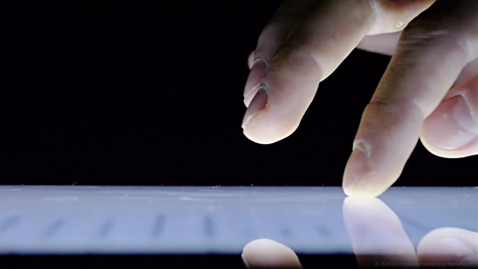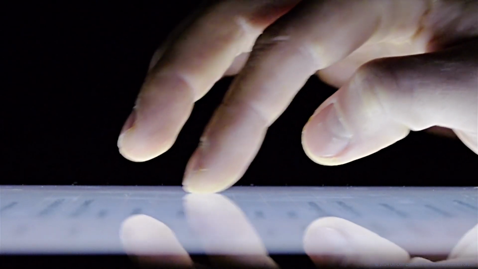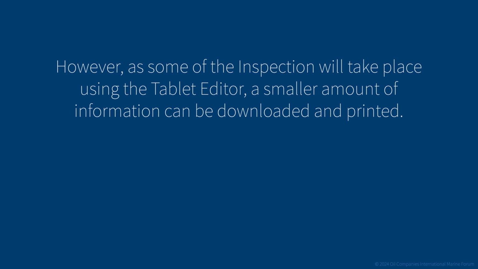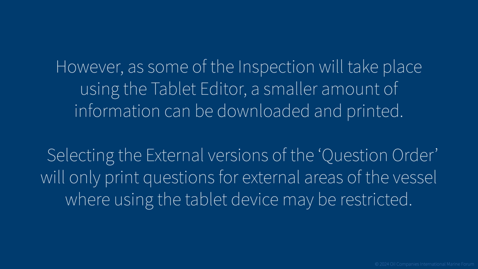For a partial paper-based inspection, the inspector will have access to the same information that is available for a full paper-based inspection. However, as some of the inspection will take place using the tablet editor, a smaller amount of information can be downloaded and printed. Selecting the external versions of the question order will only print questions for external areas of the vessel where using the tablet device may be restricted.